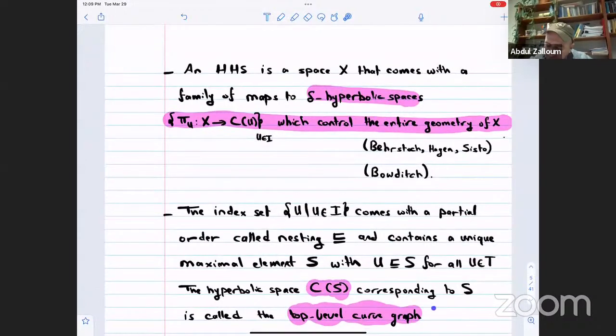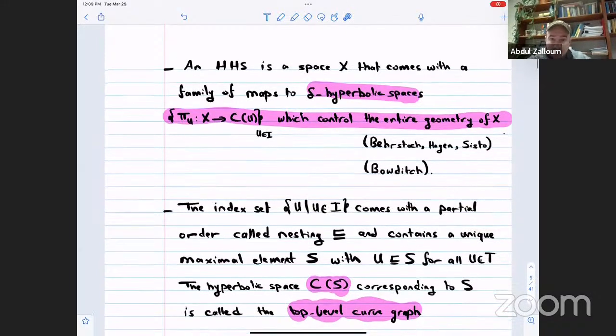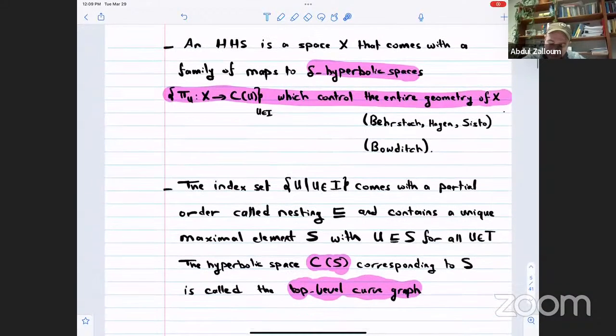So if you're familiar with the mapping class group, that's exactly the curve graph of the mapping class group. If you're familiar with right-angled Artin groups, that's the contact graph of the Salvetti complex. Right, so that's the idea.